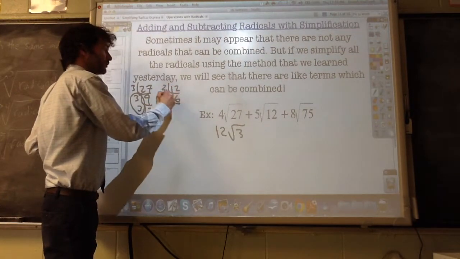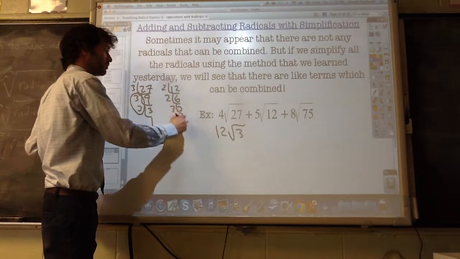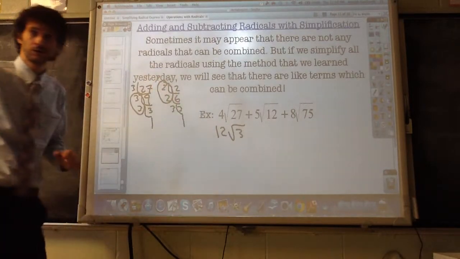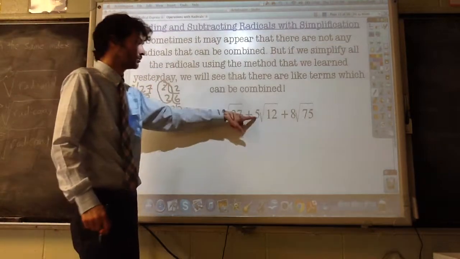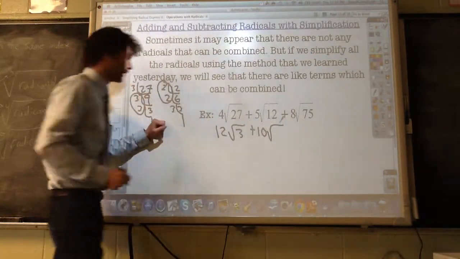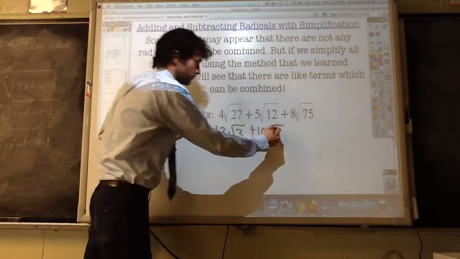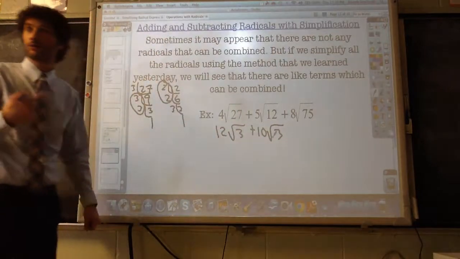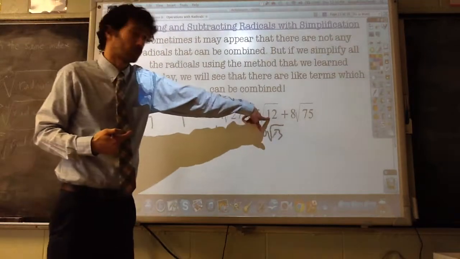12 is 2 times 6. 6 is 2 times 3, and 3 is prime. So I have a pair of 2s. That means I get to pull out a 2, multiply it times the 5 that's already there to give me 10, and I put back 3. So aha, these are already like radicals even though it didn't look like it at first.